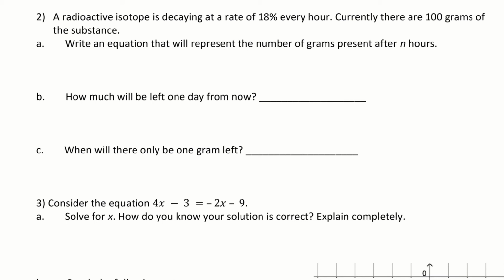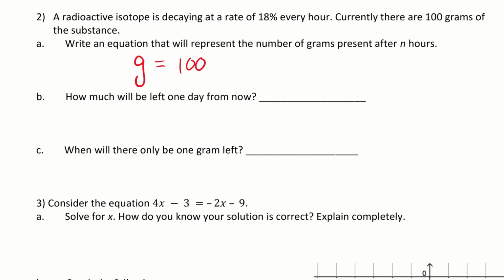So I'm going to use the variable g for grams, right? So I'll just say I've got g grams of this substance. And I'm starting out with 100. And what's happening is every single time an hour goes by, 18% of it goes away.